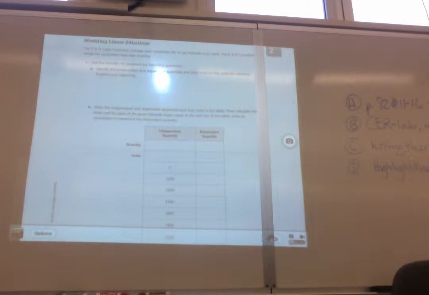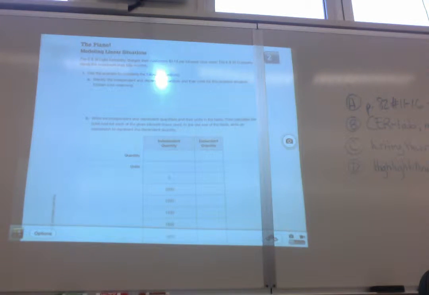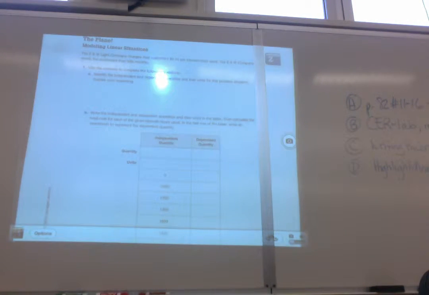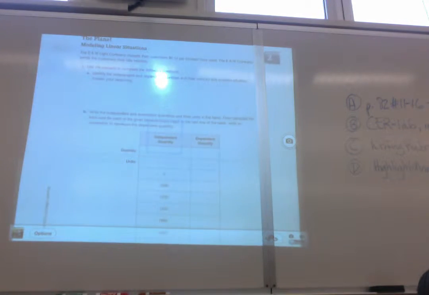All right, my friends. First page of the packet. I want to look at this situation before we look deeper at the other pages. While these linear situations are real life, they may or may not be your real life. For example, this one's about a light company and what they charge for the PG&E bill. How many of you pay your PG&E bill? Okay, so again, real life situation for myself and Mr. Craig, maybe, but it will be a real life situation for you in the future.